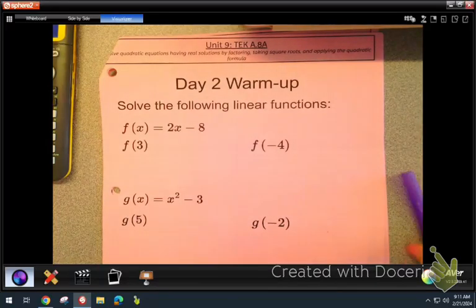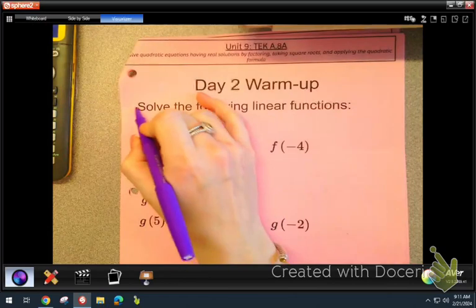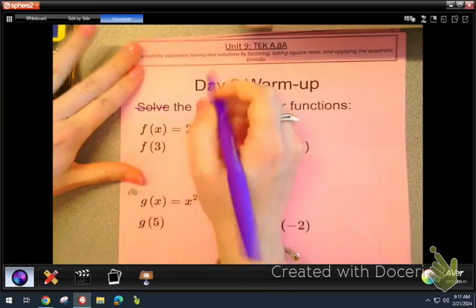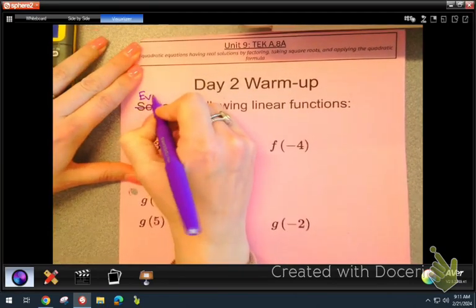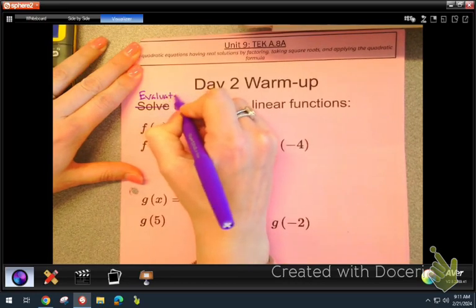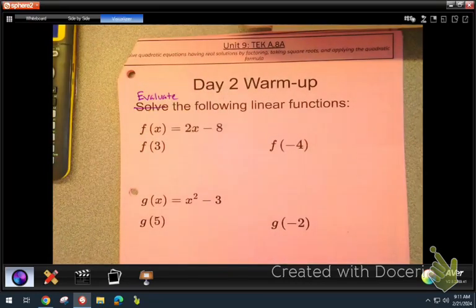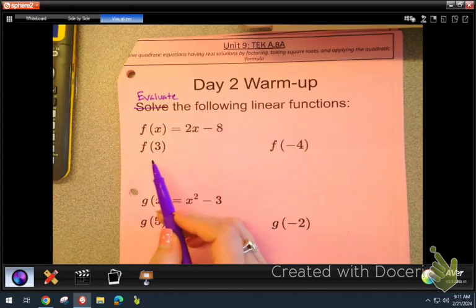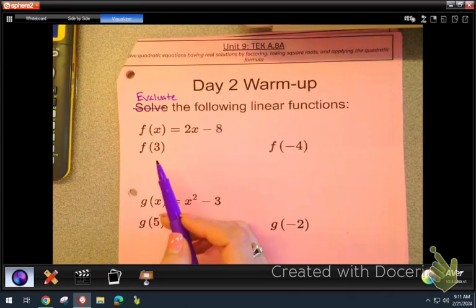So let's get started. First of all, the instructions say to solve, and really they should say evaluate. That's just a vocab thing, and y'all know I'm picky about that because we're really not solving anything, but figuring out if we're given a specific input, a specific x value, what y value comes out. I want y'all to recognize that this is really easy, and there's a good chance that there's going to be one or two of these on the STAAR.